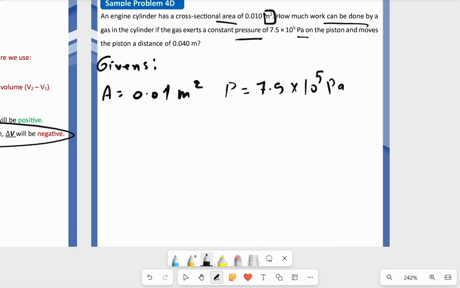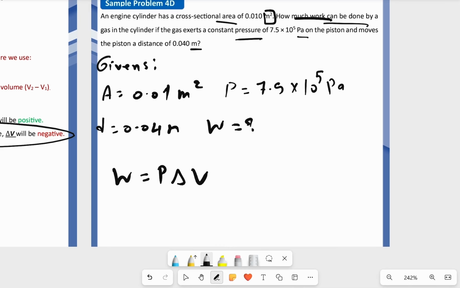On the piston, and moves the piston a distance of 0.04 meter. Now what is this? This is meter, so it's distance. Even if it doesn't say so, distance is equal to 0.04 meter. What do we need? It says how much work. So work is equal to what? Remember, work is equal to pressure times delta V.